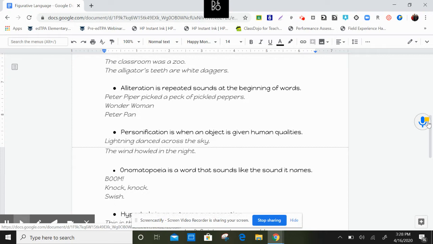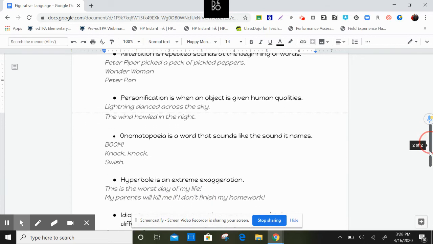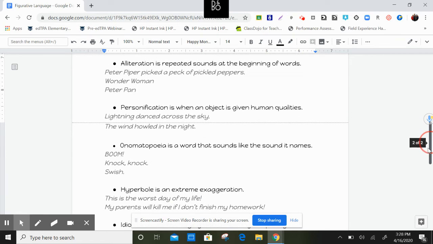And the alligator's teeth are white daggers. So a dagger is a type of weapon. An alligator's teeth aren't an actual man-made weapon, but they're as white and sharp and dangerous as something that could be a man-made weapon. That's what this sentence means here. We're comparing an alligator's teeth to something we already know is dangerous.